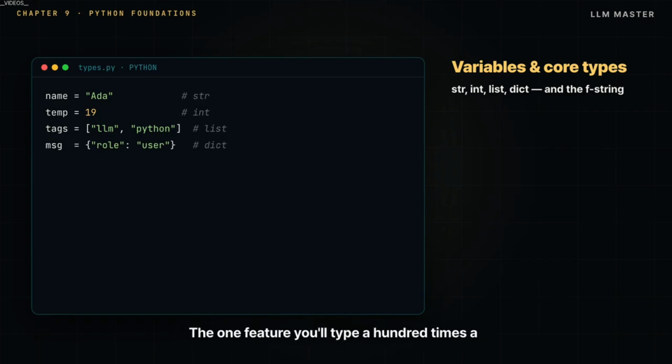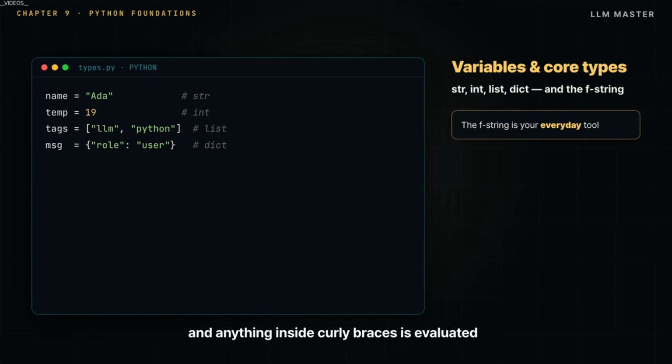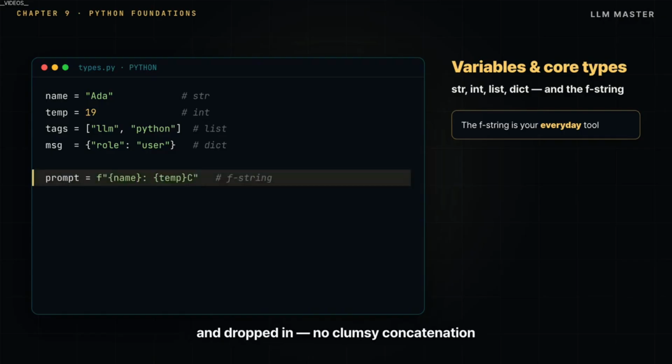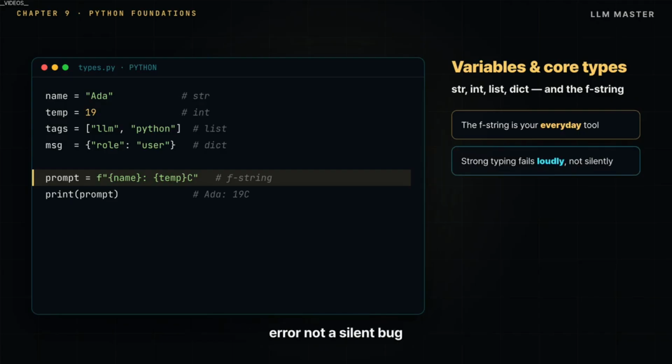The one feature you'll type 100 times a day is the f-string. Prefix a string with f, and anything inside curly braces is evaluated and dropped in. No clumsy concatenation. The pitfall for newcomers: Python is dynamically typed, but strongly typed, so it won't quietly turn the number 19 into the text 19. Concatenate an int onto a str, and it raises an error, not a silent bug. That strictness is a gift. It fails loudly, right where you made the mistake.